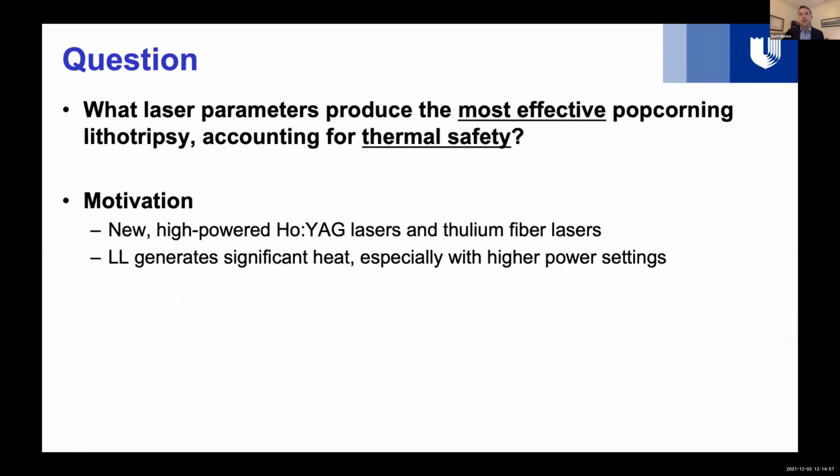This brings us to the third section of the talk, using our new model to evaluate popcorning laser lithotripsy. As industry develops increasingly powerful holmium lasers and the new thulium fiber laser becomes more prevalent, both of which generate significant heat while firing, we're faced with an important question as urologists. What laser and irrigation parameters produce the most effective popcorning, accounting for thermal safety?